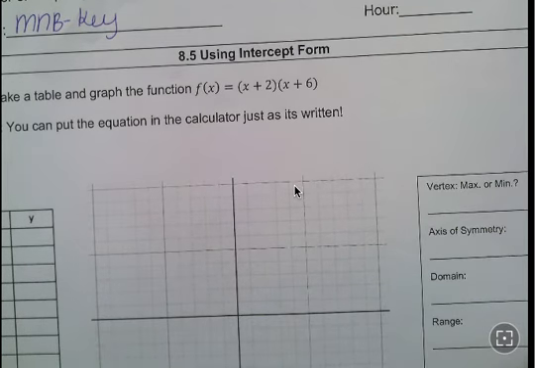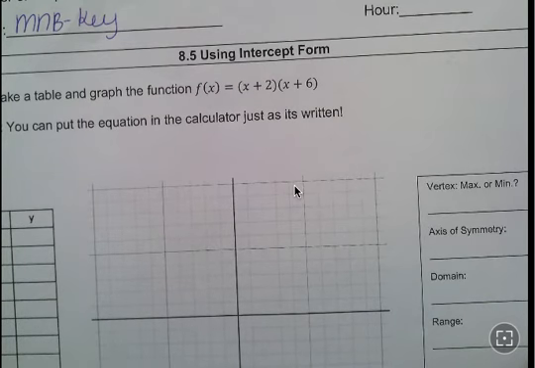All right, so here we go with Chapter 8 Notes, Part 3. This covers Section 8.5, which is using intercept form. So far we've talked about two different forms of quadratic functions: standard form and vertex form, and now we're going to talk about intercept form. There's a reason why we call all of those different forms those specific names.